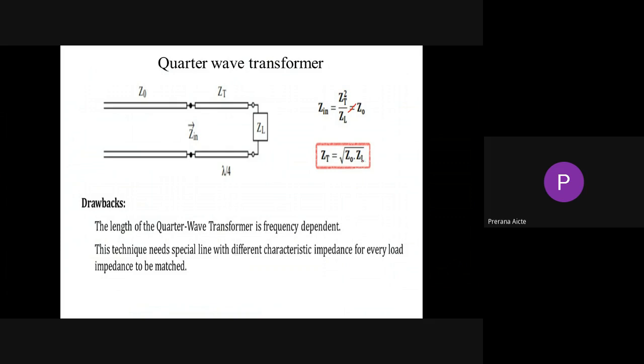So while cross multiplying these two terms, Z of T whole square is equal to Z naught into Z of L. Therefore, Z of T is equal to the square root of Z naught into Z of L. Now, this is the terminal impedance of a quarter wave transformer. So the terminal impedance of a quarter wave transformer is directly proportional to the square of the characteristic impedance Z naught and load impedance.